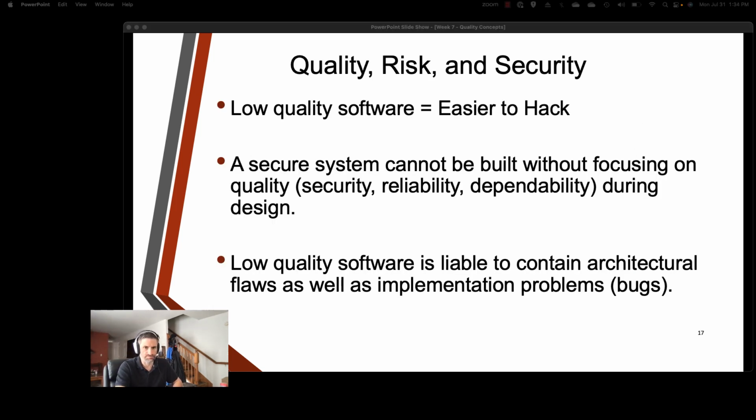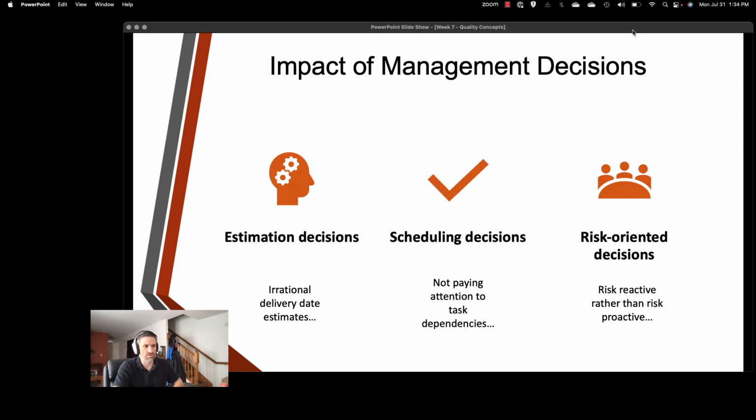All right. Low quality software is also going to be easier to hack. If you want a piece of software that's secure, you're going to have to focus on quality for sure. Here's some impact of management decisions. So, estimation decisions. Irrational delivery date estimates will cause the team to take shortcuts that could lead to reduced product quality.